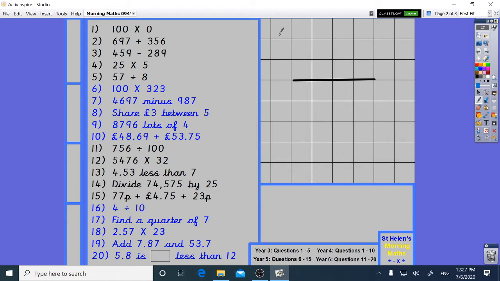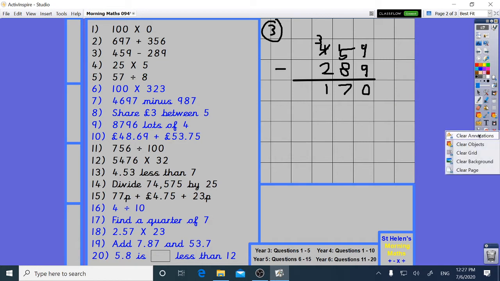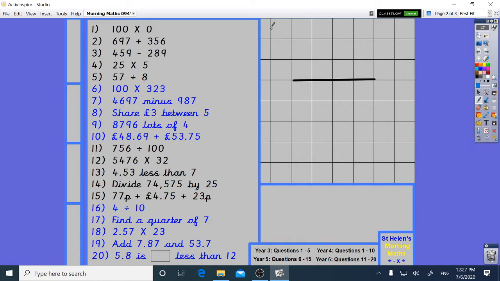Question number 3. 459 take away 289, and again I'm already thinking I would really take away 300 and add 11 back, but let's do the standard method. 9 from 9 is 0, 8 from 5 cannot do, so I do that. 8 from 15, 8, 9, 10 plus another 5, that's 7, 2 from 3 is 1, 170.